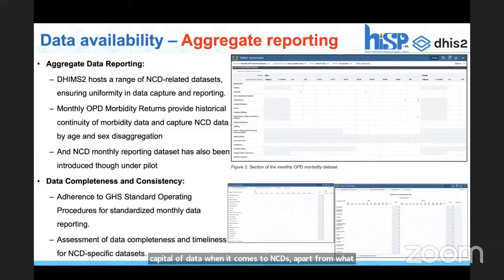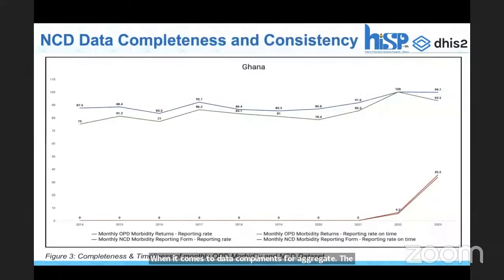When it comes to data completeness for aggregate data, it isn't very bad. For the OPD morbidity data set, it has good completeness over 10 years for the country. And so that is the major source of NCD data on the national HMIS. The new custom ones, that is the NCD specific data sets for morbidity and also for screening, were only developed somewhere in 2022. And these are not fully deployed across the country yet.